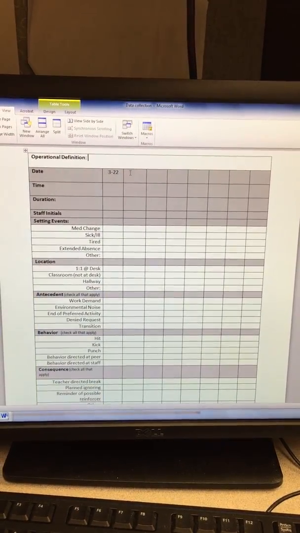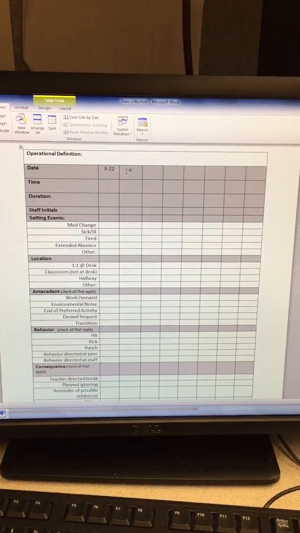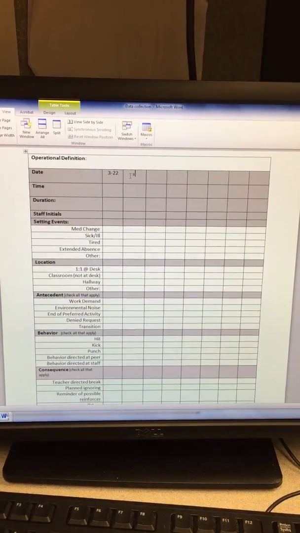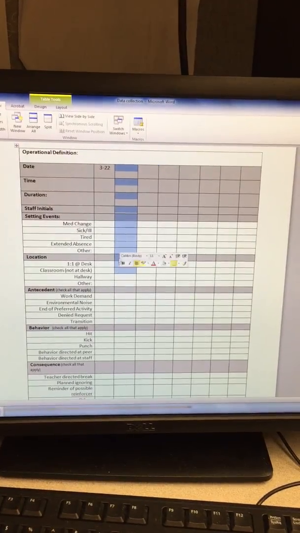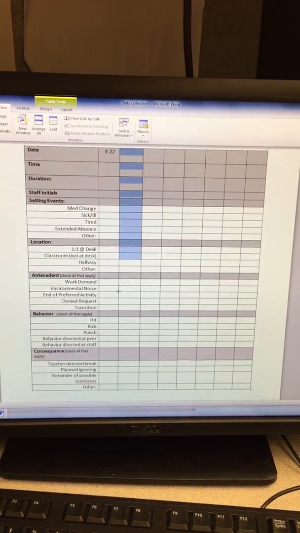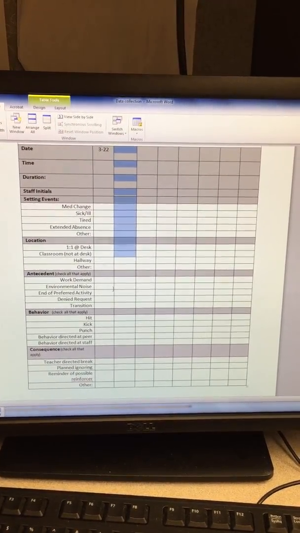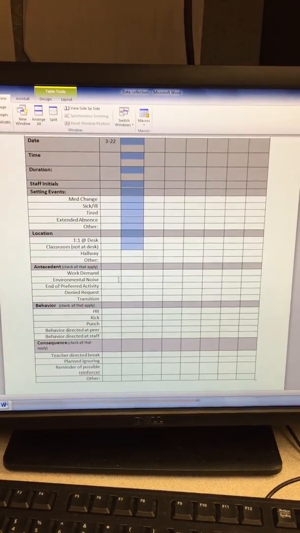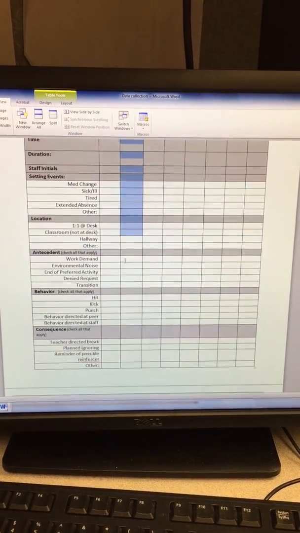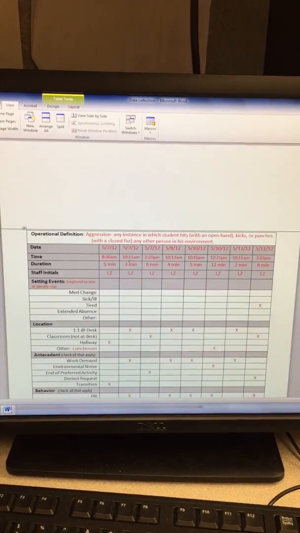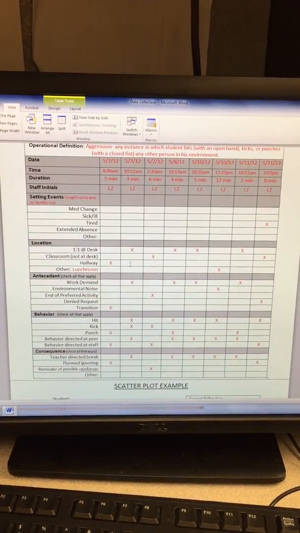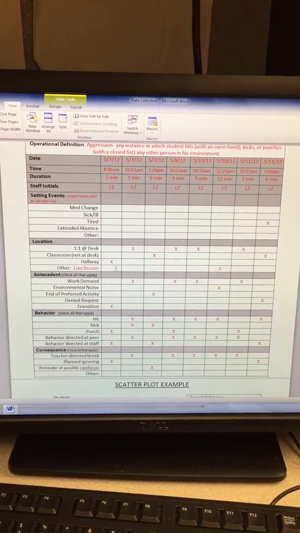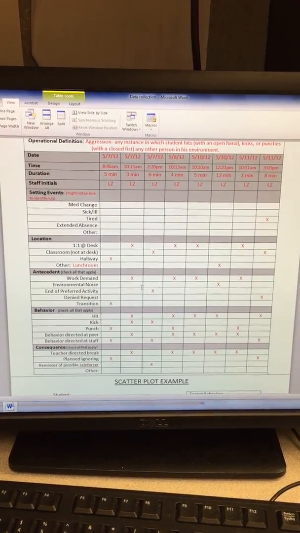If a behavior occurs later in the day, you're going to put the second behavior in this column. The goal here is to collect about 10 instances of behavior. 10 is probably the minimum, but if you're having a hard time getting to 10, just email me. And then you can scroll down. This is in the document that I posted. You can go ahead and actually just look at the example that I posted.